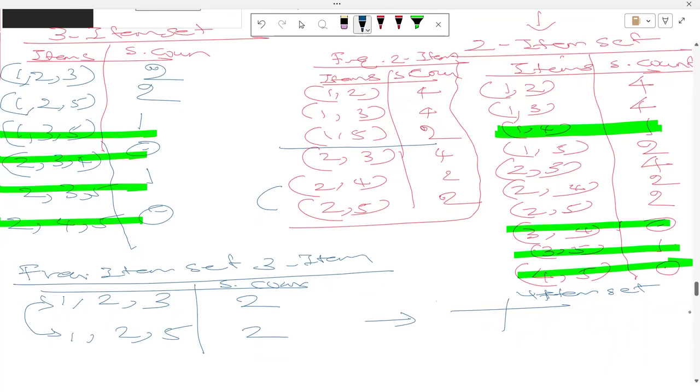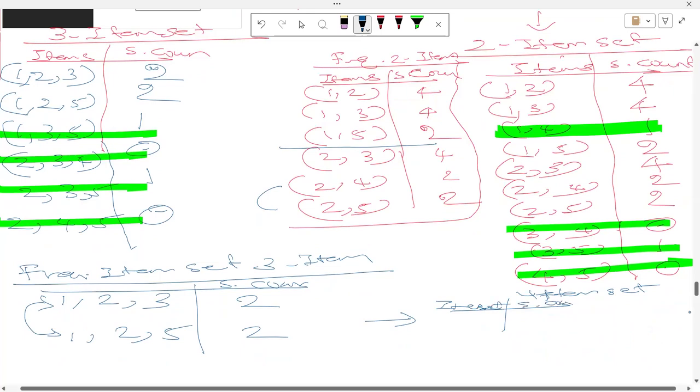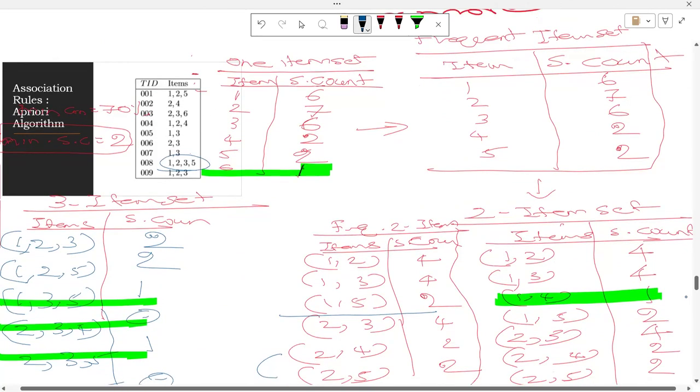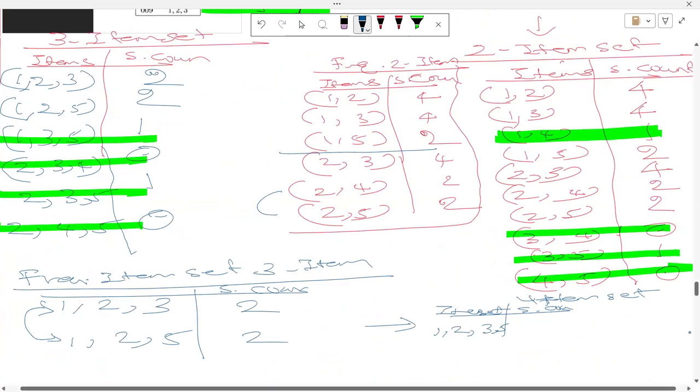So here the item set is there, and here the support count is there. The item set is 1, 2, 3, 5. So how do we get the support count? How many transactions does it contain? For 1, 2, 3, 5, only one transaction, right? So only one transaction contains it, and the support count is 1. So now we can write that the support count of the 4 item set is 1.